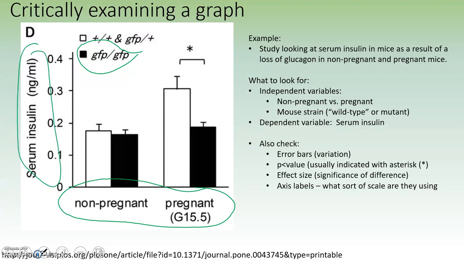As far as the data itself, we can first check the error bars to give us a sense of the standard deviation. Notice how these are small compared to the reported averages, which is a good sign about the quality of their data. Also look for a p-value. This is often indicated on a graph by an asterisk, like the one we see here. This means that when comparing the two groups, pregnant control mice versus pregnant mutant mice, there was a difference based on a p-value of less than 0.05. Finally, you should check the axis labels themselves to make sure the scale they are using on their graph is appropriate.